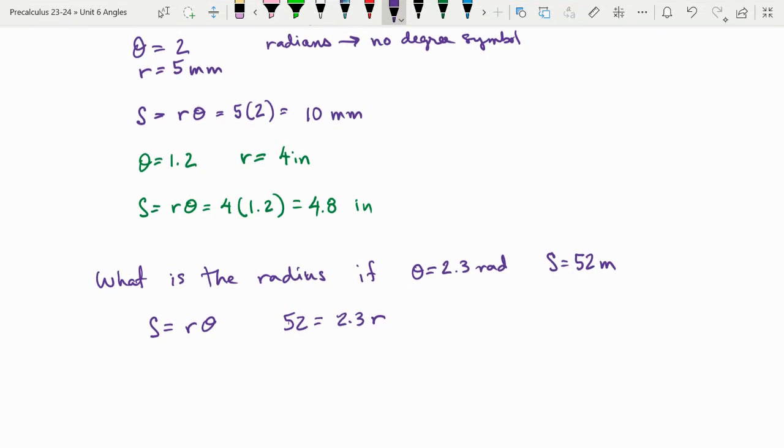I can just solve that for the radius. So I'm going to divide both sides by 2.3. And please do not leave this as 2.3 and 52. We do not want fractions in fractions, and a decimal is just another representation of a fraction. So you're going to multiply the numerator and the denominator by 10 to move the decimal place. So I'm going to get 520 over 23, which cannot be reduced. So this is in meters. Hopefully you got that right.